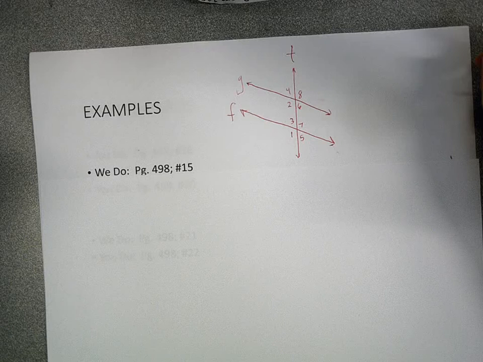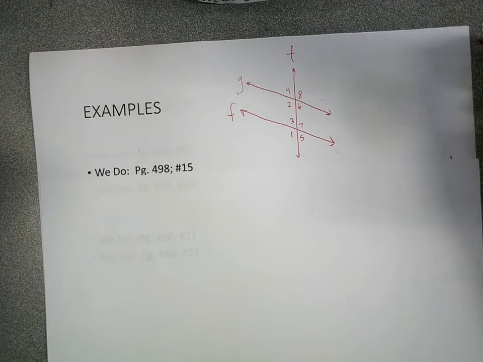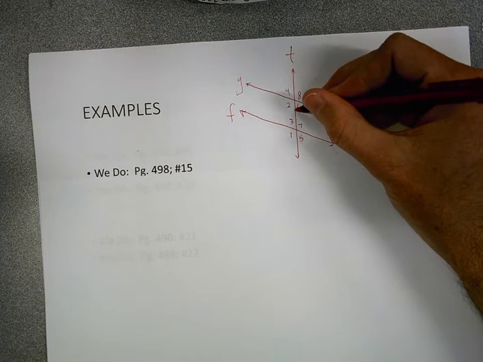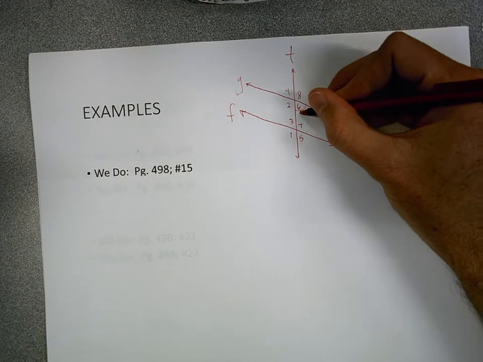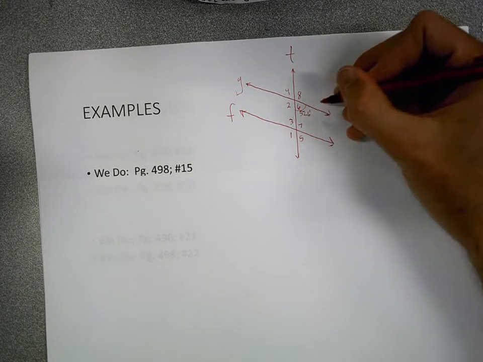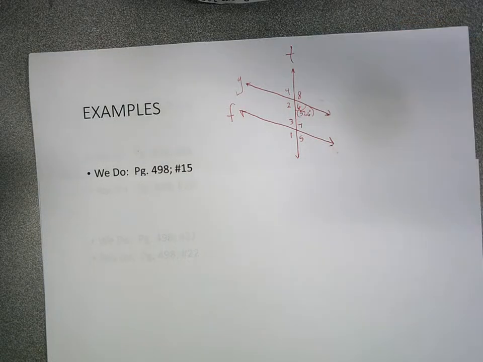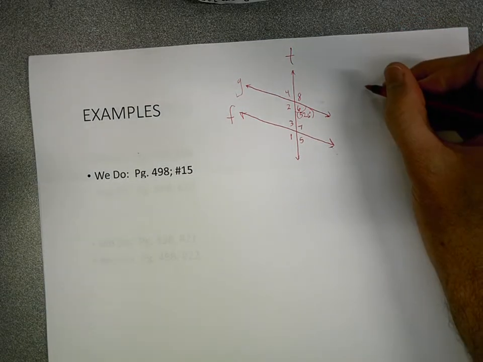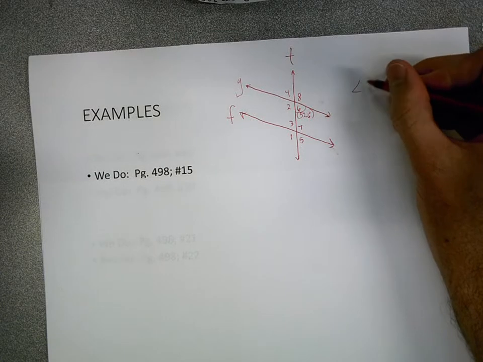Now, it says, if the measure of angle 6 is equal to 52.6 degrees, find the measure of each angle. Explain your reasoning. All right? So, I'm going to label this right here: angle 6 is 52.6 degrees. They're asking on number 15, what is the measure of angle 3?